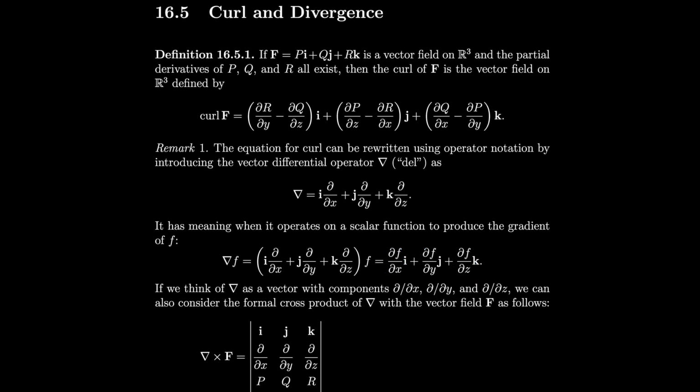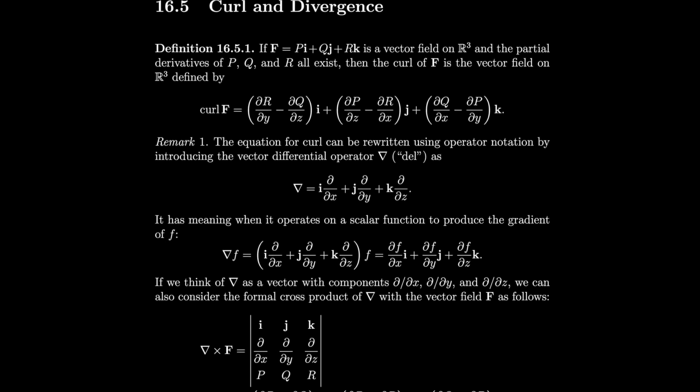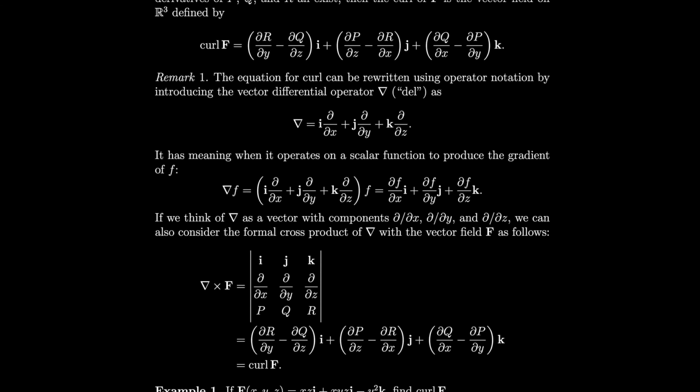So what we could do is think of del as a vector with components of partials of x, y, and z, and then consider the cross product of it with the vector field F, in which case we get del cross F. We get the determinant of this 3 by 3. We throw in P, Q, R for F, and what we end up with is exactly what we wanted for curl. So it's basically a short way of remembering it when we say del cross F.